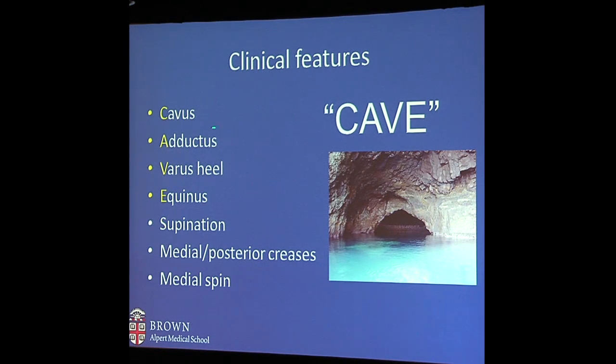The forefoot is adducted. The heel is in varus, or tilted into the midline, and the foot is pointed downward, or in equinus. There's also supination. There's some deep creases occasionally in the middle of the foot. You guys have seen that, or posteriorly. And the whole leg could be spun medially.